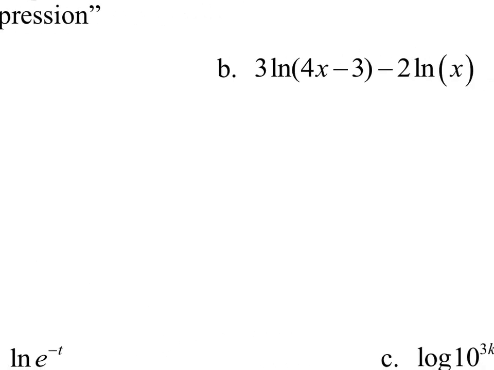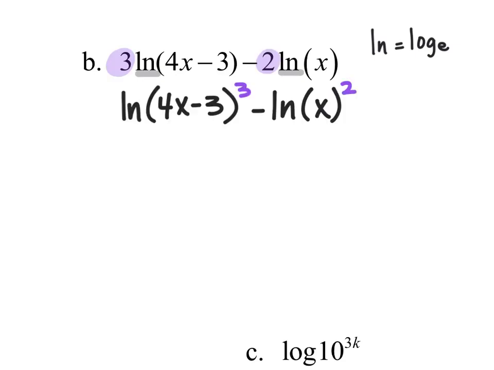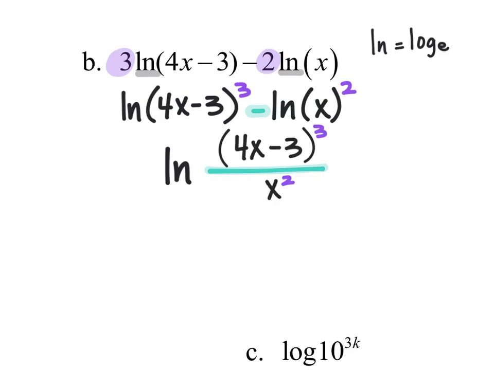Next, we'll take a look at example B. In this problem, both of the logs are natural logs, which means that they have the same base, or base e, so we can condense them. So the first thing I want to do is to get rid of those multipliers out front by applying that power property. So we'll have ln of 4x minus 3 raised to the 3rd power minus ln of x to the 2nd power. And now we'll take care of that minus sign by applying the quotient rule. So we're going to have ln of 4x minus 3 raised to the 3rd power over x squared.